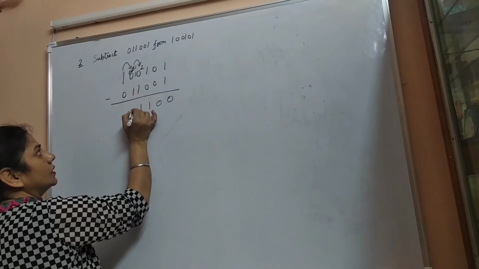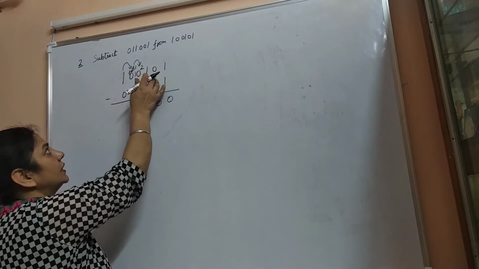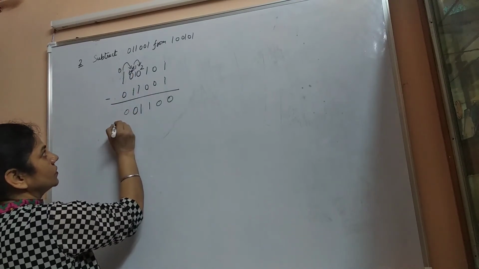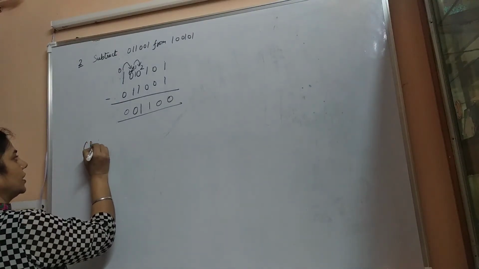1 minus 1 is 0. And then again, it has already given 1 to the next column, so it reduces to 0 only. 0 minus 0 is 0. Now let us check whether it is correct or not. Check.